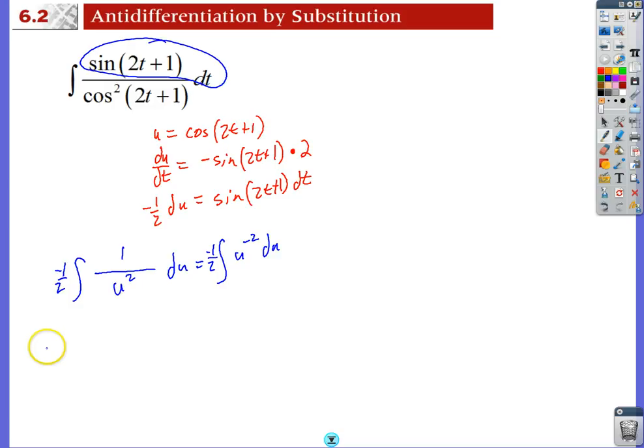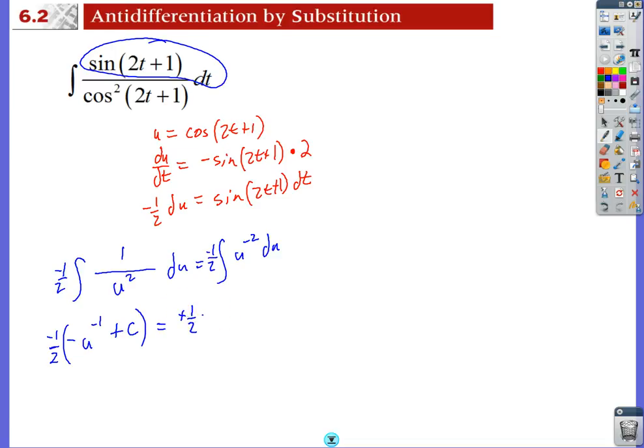And so it's going to be negative 1/2. The power rule says add 1. Negative 2 plus 1 is a negative 1. Negative 1 divided by a negative 1, which means negative. Oops. Don't forget the plus c. I go ahead and substitute in there. I get a negative 1/2, or now becomes a positive 1/2.